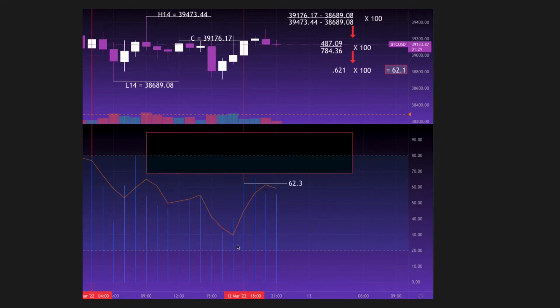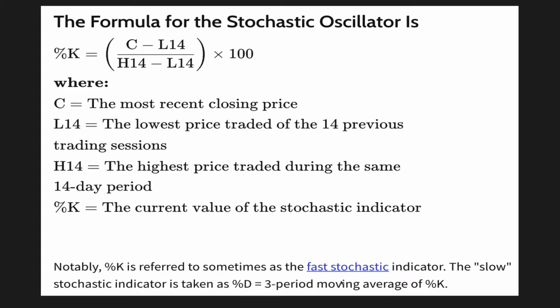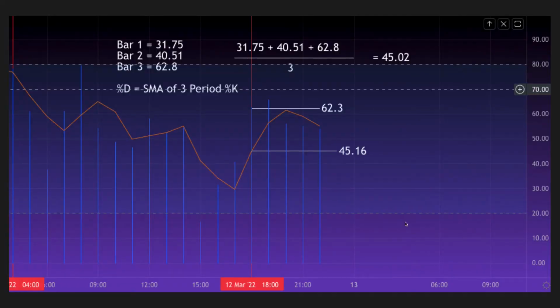So how are we going to get the slow stochastic? How is the slow stochastic's values derived? So that's where these calculations come into place. And remember, back here it said it's a 3-period moving average of percent %K. So all we're going to do is take a 3-period moving average of percent %K. So this is 1 period, this is a 2nd period, and this is a 3rd period of percent %K.